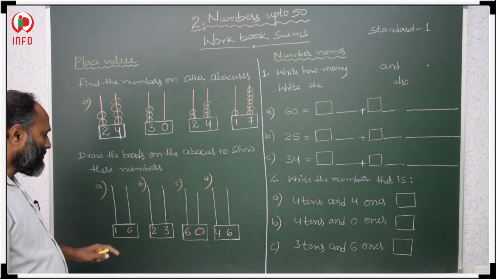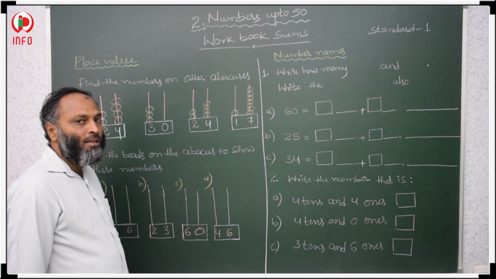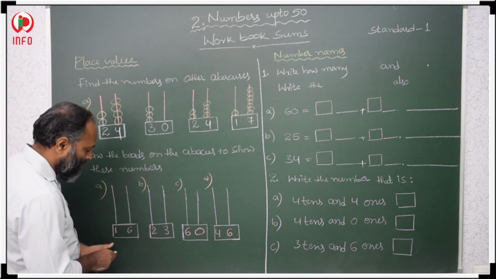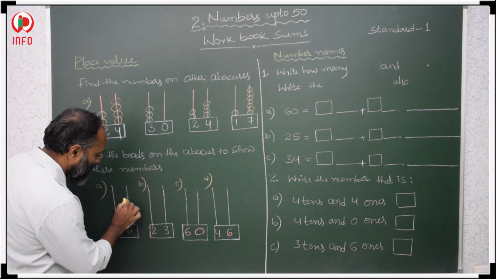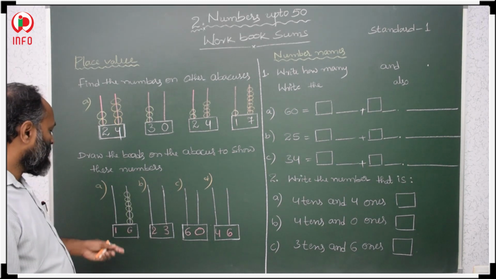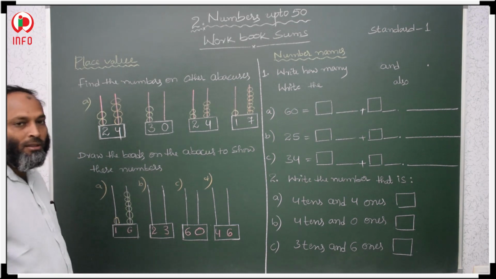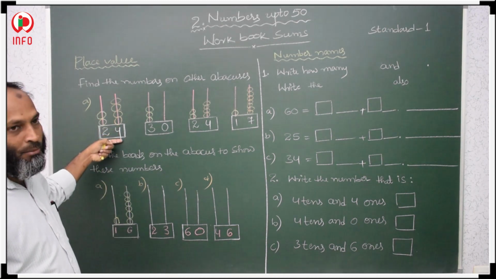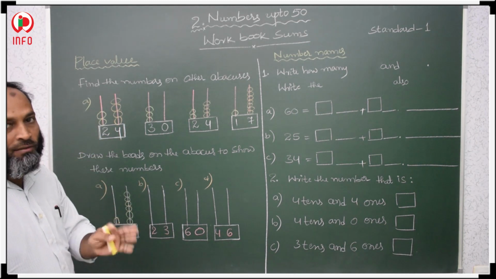See here. 6 in the ones place means 6 beads we have to draw. How many? 6. 1, 2, 3, 4, 5, 6. And in tens place only 1 is there, so 1 bead we have to draw. Like this we have to draw beads. If beads are given, the number is like this. If a number is given, we have to draw beads like this. So these two are vice versa.